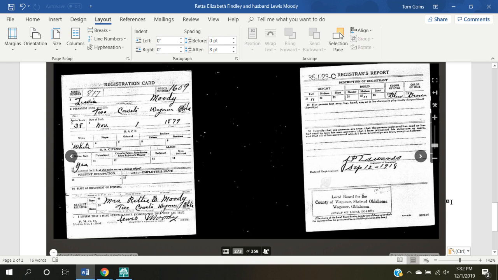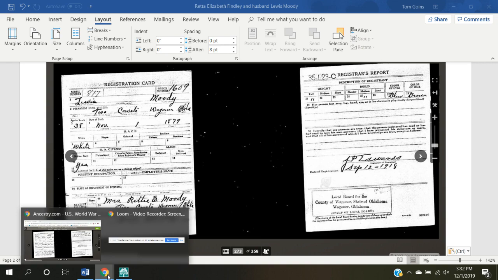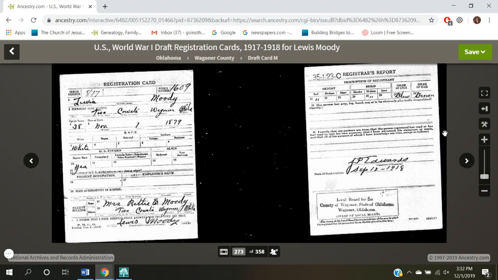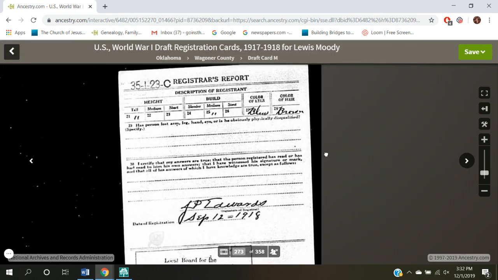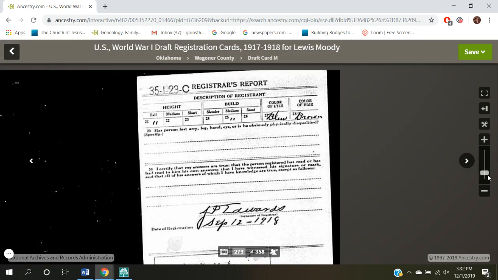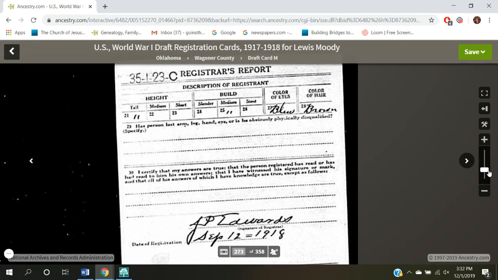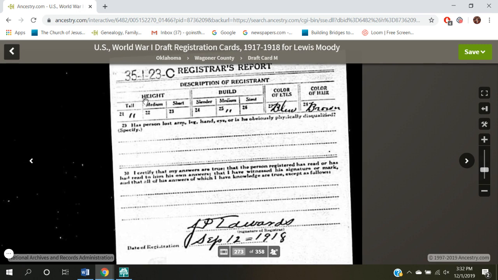And this is a digital image if you want it. You'll also notice on the back of the registration card is a description of Lewis Alexander Moody's height. It says he was tall. His build, or his body size, was medium. The color of his eyes was blue and the color of his hair was brown.